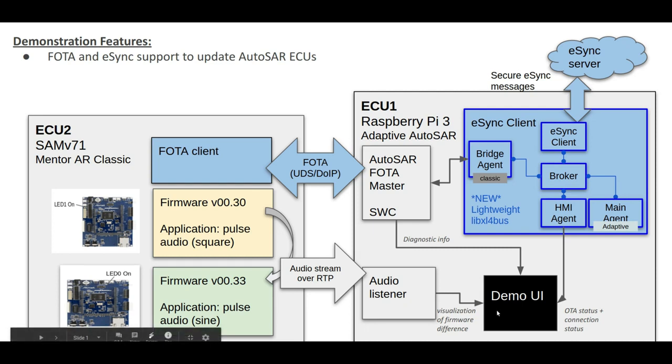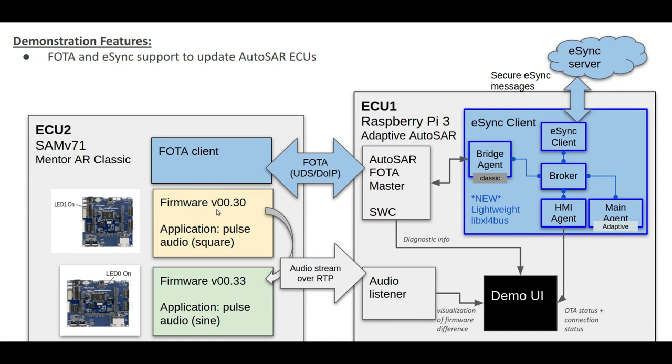In this demo, we will update the firmware of both ECU1 and ECU2. In order to achieve this, the ECU1 communicates with eSync server through secure wireless communication, and the FOTA master in the ECU1 communicates with the FOTA client in the ECU2 to update the Classic AUTOSAR ECU.